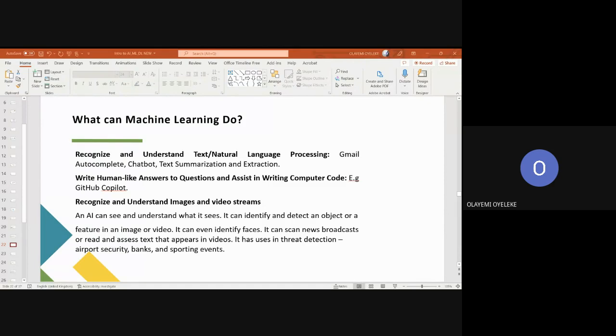Well, the difference between neural networks and deep learning is that neural networks are the architecture of deep learning. So it's not as if it's a separate thing. So these are what machine learning can do. Let's see more.